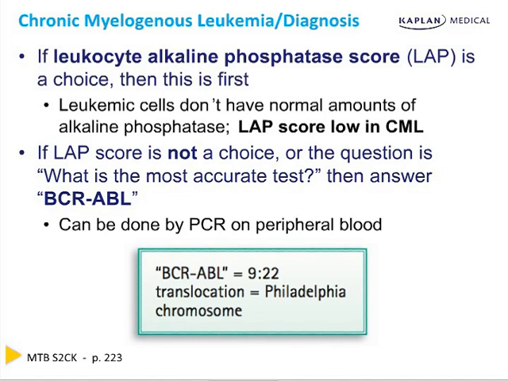Now, in the past, we used to have to do a BCR-ABL on the bone marrow. And that made LAP scores more useful because it determined who you would do a bone marrow on. But since we now have PCR on peripheral blood, if BCR-ABL is in the answer, that's the right test to do, BCR-ABL.